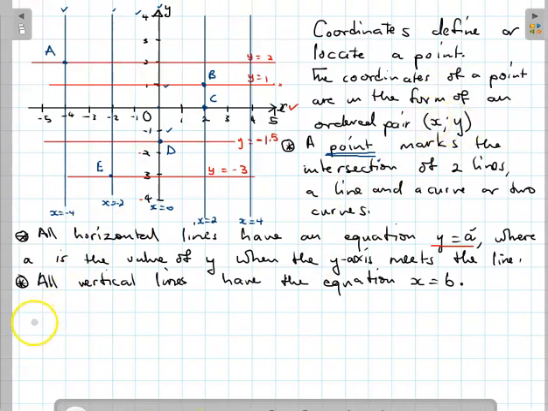So can we do that? What are the coordinates of point A? If you look at point A, which is this one, it is the intersection of the line x equal to -4 and the line y equal to 2. So the x coordinate is -4 and the y coordinate is 2. So the point A is (-4, 2).